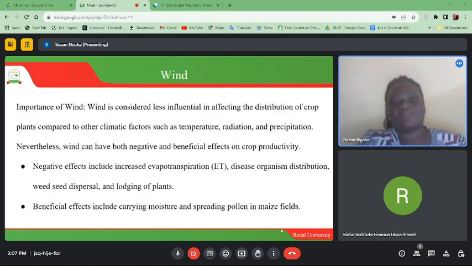And then we have the effect of wind on plant growth. Importance of wind: wind is considered less influential in affecting the distribution of crop plants compared to other climatic factors such as temperature, radiation, and precipitation. Nevertheless, wind can have both negative and beneficial effects on crop productivity.